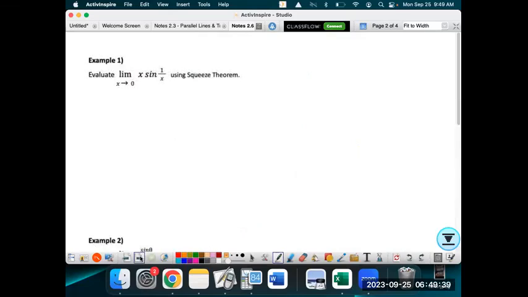All right. So in example 1, it says evaluate the limit of x sine of 1 over x as x approaches 0 using the squeeze theorem. Can anyone tell me why this might be a particularly difficult function to evaluate otherwise? Hopefully you said that because there's division by 0 inside of sine, making the inside of sine undefined. So what I would like to start off with doing is graphing what x sine of 1 over x looks like. That way we can try to come up with some functions that might trap this function.